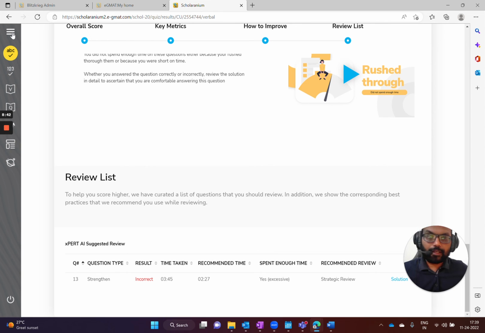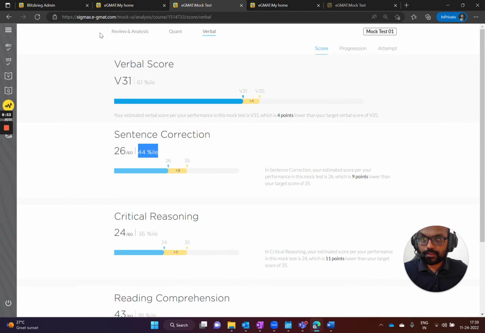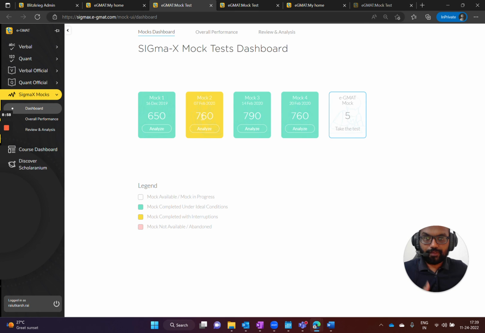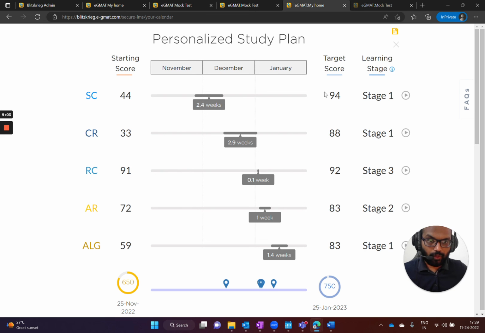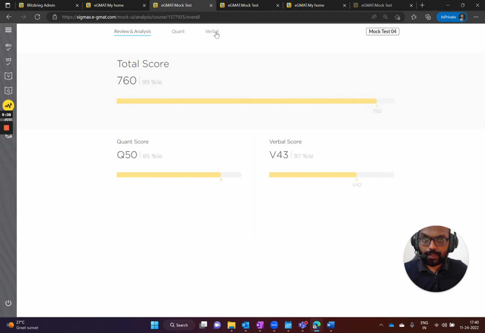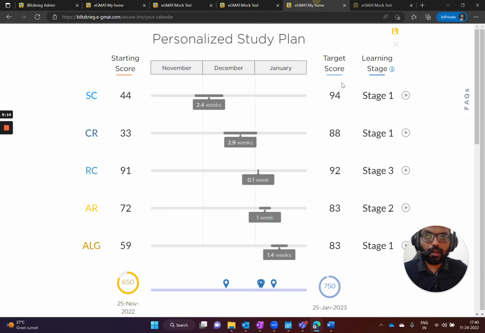Then comes the final stage, the mock test phase. That is also part of your test readiness stage. You'll have to build test readiness with a bunch of mock tests, and make sure your mock test scores are consistent. Let's say you go to this Sigma X mock test, consistency should be visible in each of these mock tests: 720, 730, 740, and so on. That's the overall idea. And in the mock test, let's say if I click on this analyze button, on the verbal side, the sentence correction percentile, critical reasoning percentile, reading comprehension percentile, all these percentiles should match your study plan targets that were given to you in the beginning. That's how you close the overall loop.